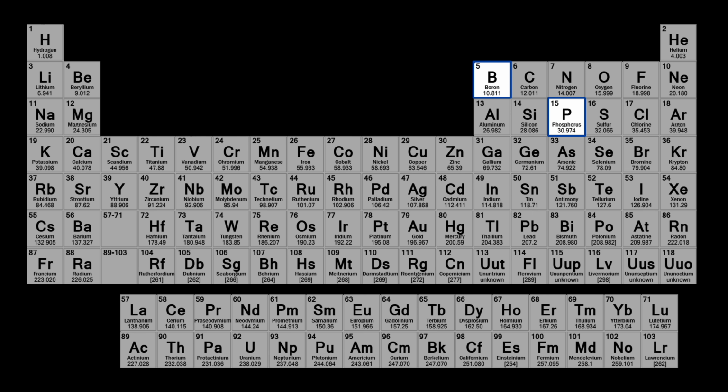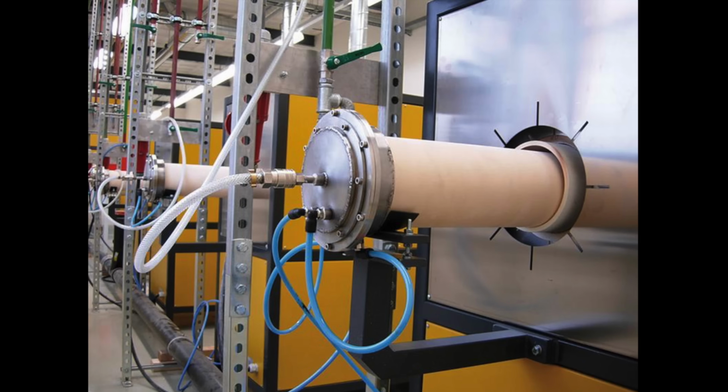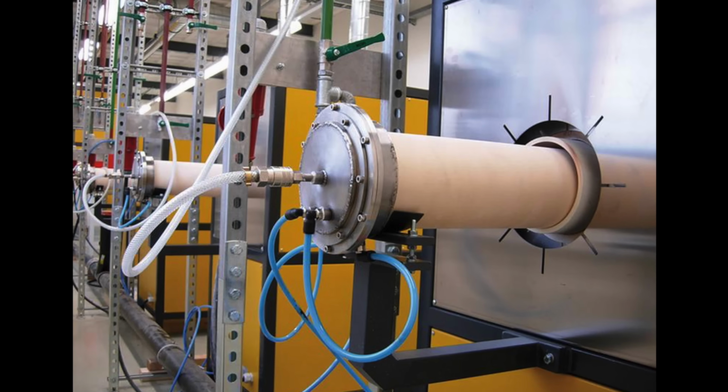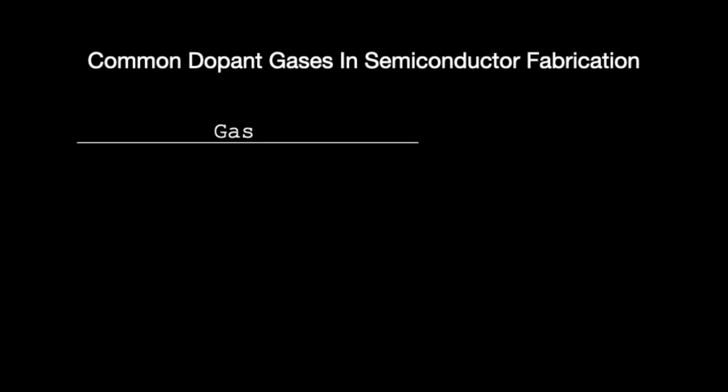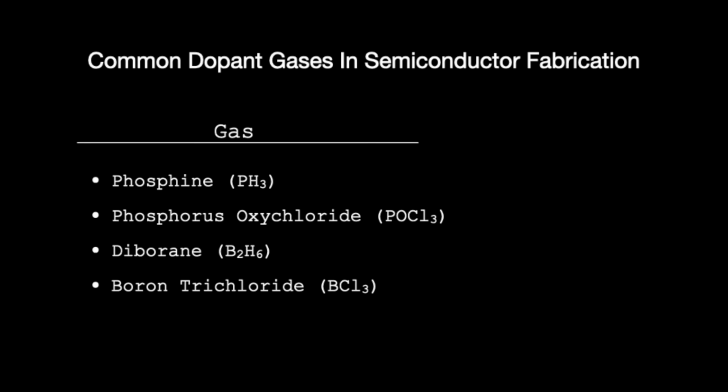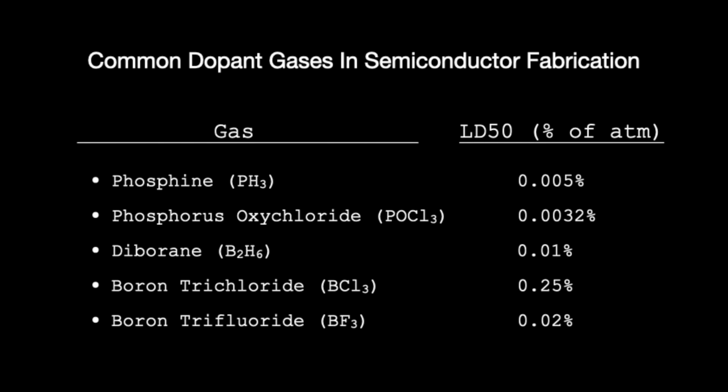The molecule needs to contain a dopant, such as phosphorus or boron, as well as any of the safer atoms. That's hydrogen, carbon, nitrogen, oxygen, and fluorine or chlorine. Now, in industry, a popular method for doping wafers is to just continuously pump gases containing these atoms through the furnace. Here are some of the gases commonly used in semiconductor fabs: phosphine, phosphorus oxychloride, diborane, boron trichloride, and boron trifluoride. And here's the LD50, the lethal amount in air of each gas. And now you see the problem.